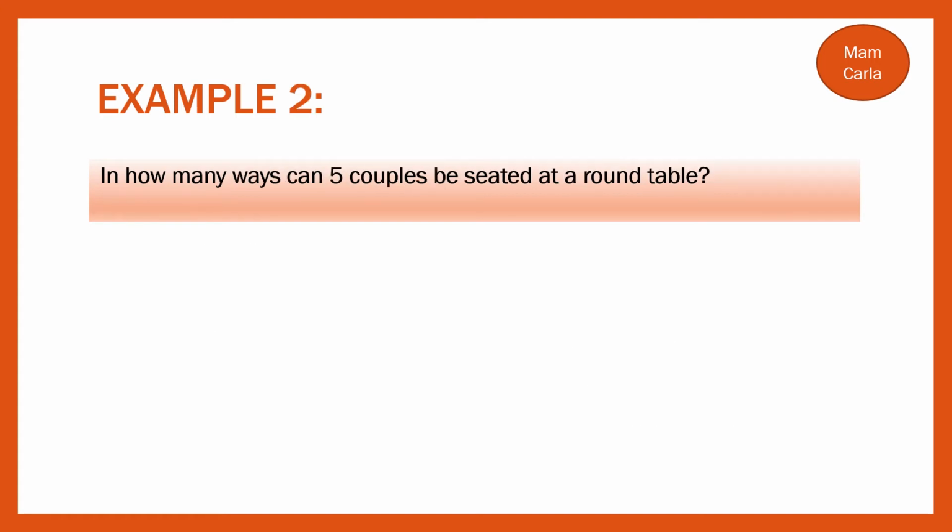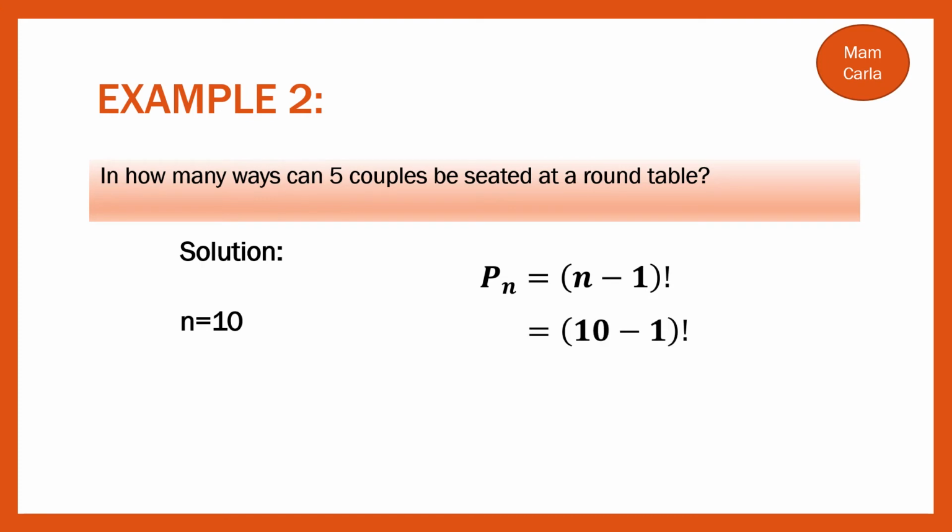Let us have example number 2. In how many ways can 5 couples be seated at a round table? So for the solution, let us determine the value of n. So the n here is 10, since we have 5 couples. So using the formula again, we substitute the value of n, which is 10. So 10 minus 1 is 9. So the value of 9 factorial is 362,880 ways.